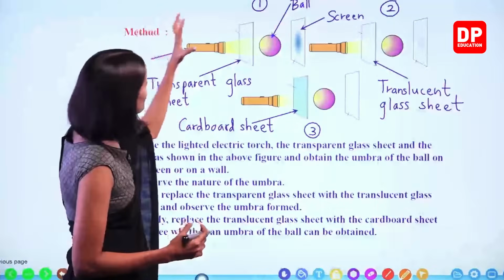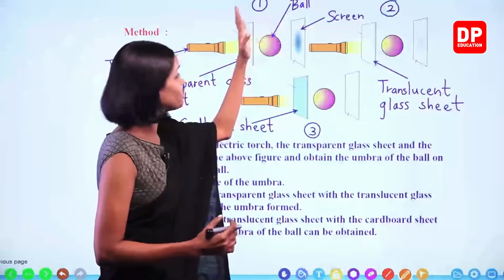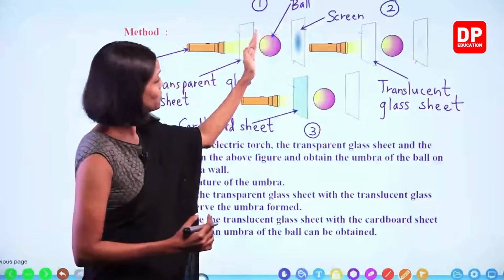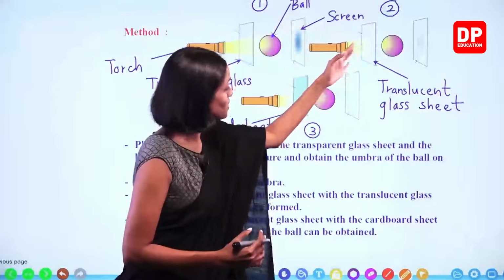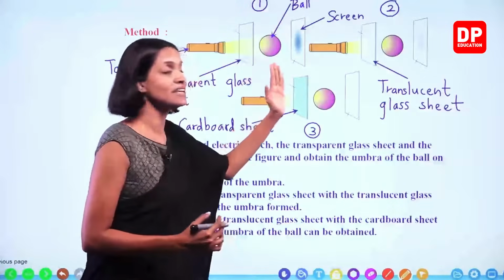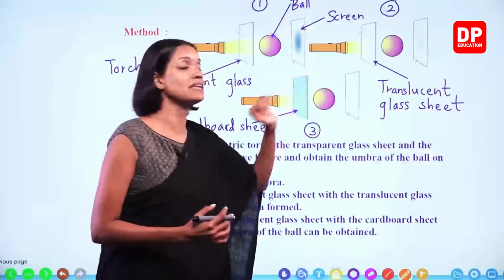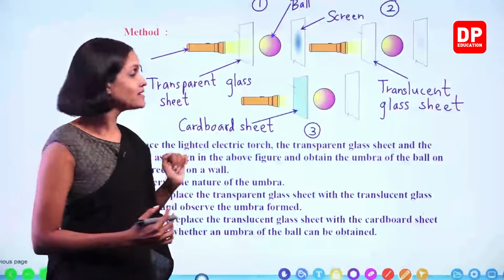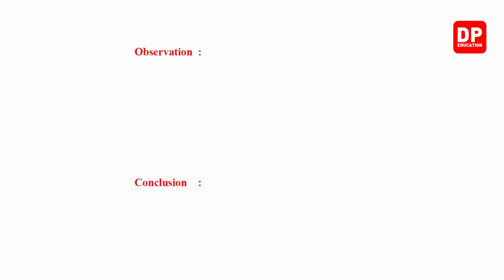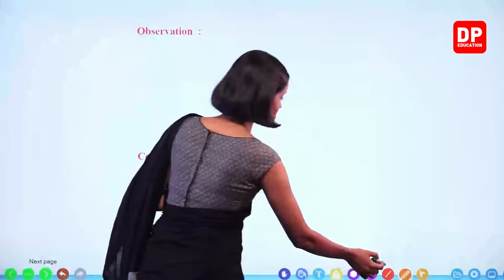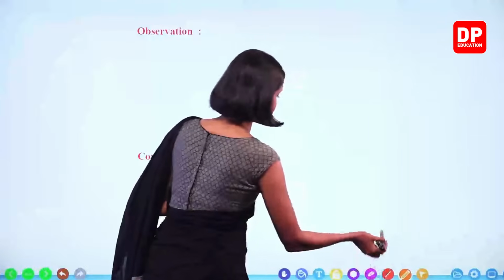When it gets more light, it forms a clear or very sharp umbra or the shadow, right? When it gets only part of the light, it forms a blurred umbra. When it does not get any light, it does not make any umbra. Right children? Let's write these things. So observations. We will include the observations in a table, children.